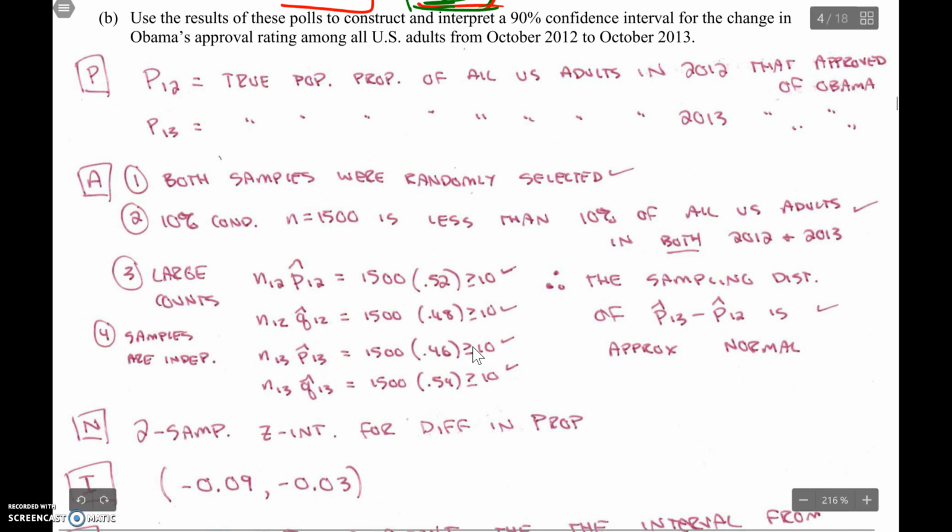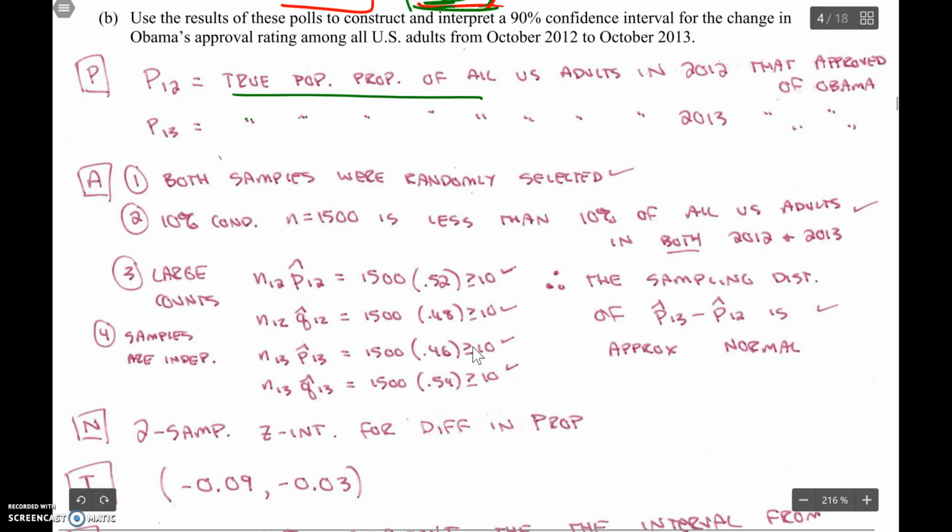All right, so I'm defining my parameters. P12 is the true population proportion of all adults in the U.S. in 2012 that approve of Obama. P13, ditto, 2013. And it is okay to do these little ditto things on the AP test. Just do one of them properly.